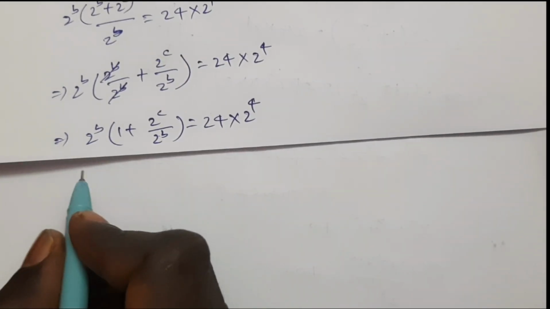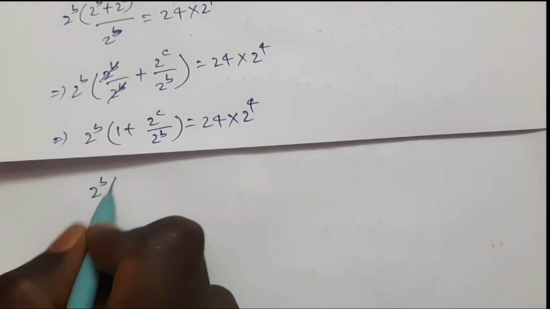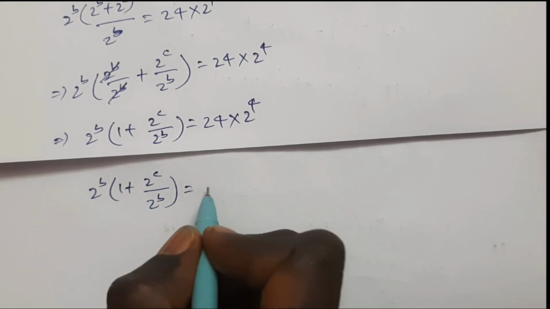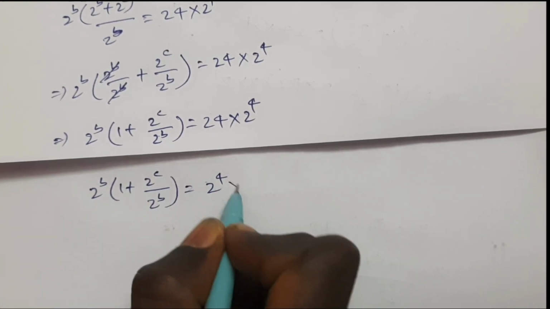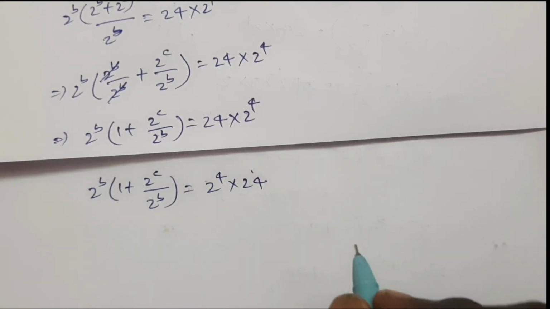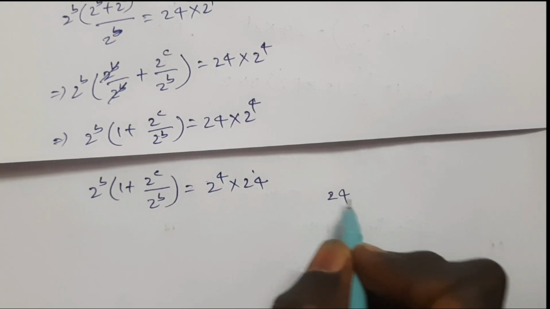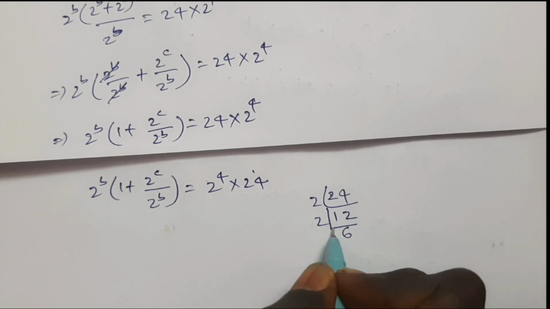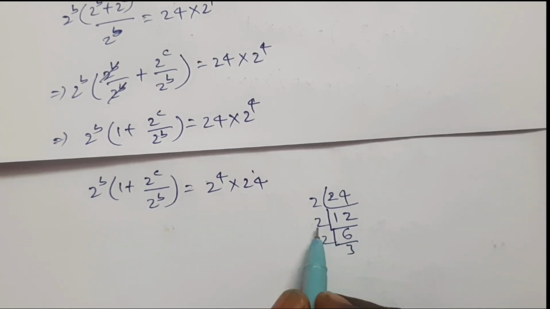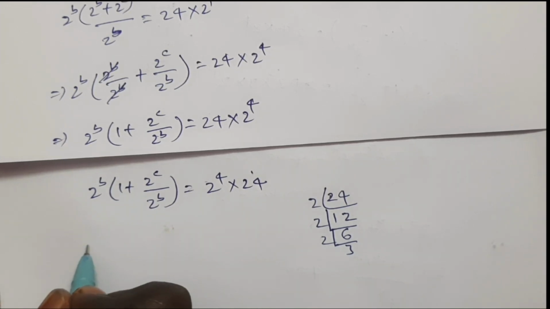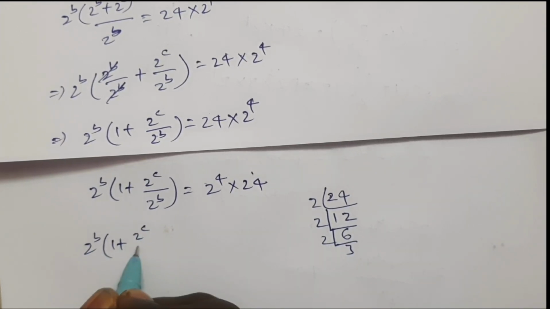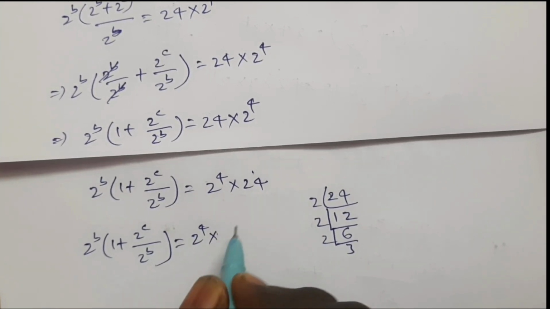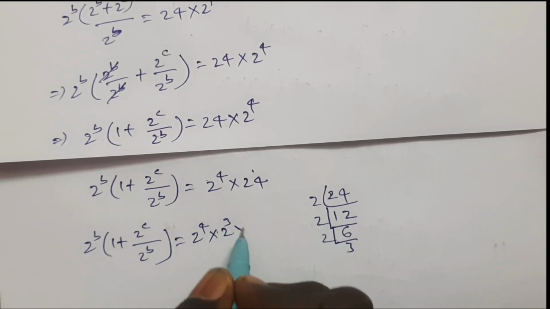సో అప్పుడు దీన్ని ఏ విధంగా రాసుకోవచ్చు, 2 to the power of b ఇంటూ 1 ప్లస్ 2 to the power of c by 2 to the power of b is equals to 2 to the power of 4 ఇంటూ 24. ఇప్పుడు 24కి ఫ్యాక్టర్స్ చూద్దాం. 24కి ఫ్యాక్టర్స్ చూసినట్లయితే 2 1 2, 2 2 4, సో మళ్ళీ 2 6 జా, మళ్ళీ 2 3 జా, అంటే 1 2 3, 2 to the power of 3 into 3. సో ఇప్పుడు దీన్ని 2 to the power of b into 1 plus 2 to the power of c by 2 to the power of b is equals to 2 to the power of 4 into 24 అంటే 2 to the power of 3 into 3 గా రాసుకోవచ్చు కదా.